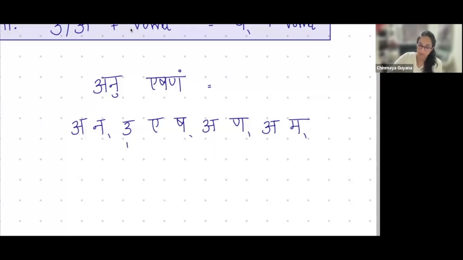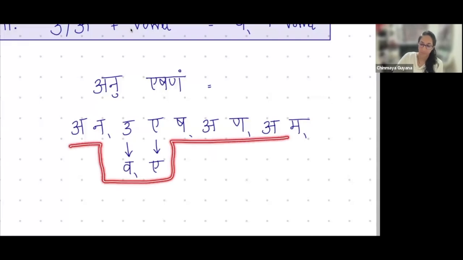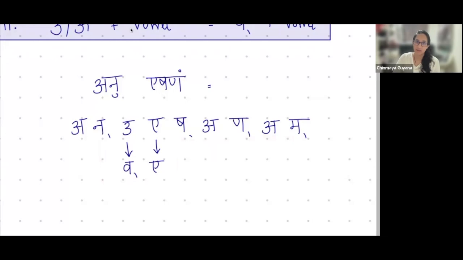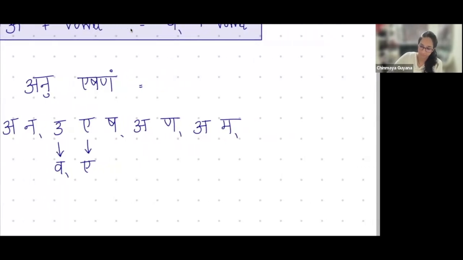What is going to happen? This u is going to turn into a vahalant. The a is going to remain the same. And now it's just about writing it as one word. Anveshana. Not hard, is it?